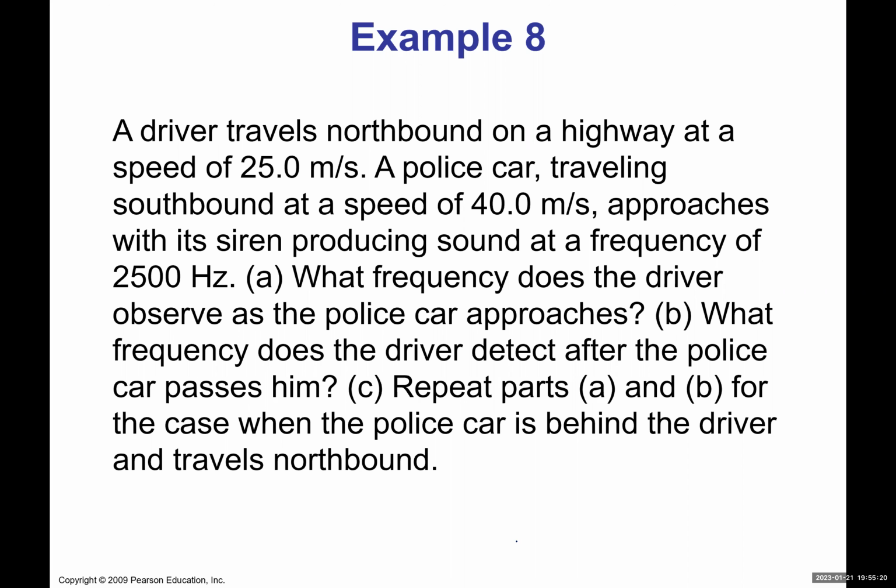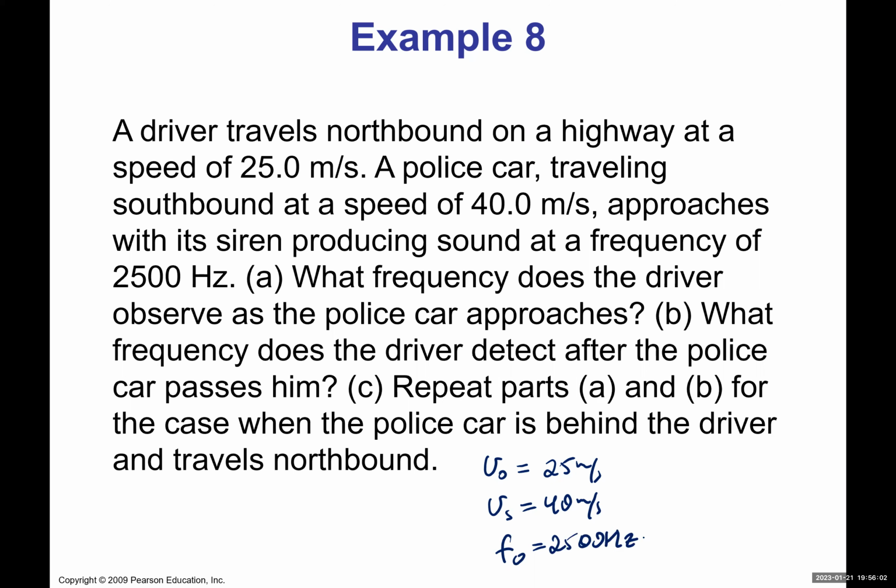And we can say then the original frequency, the siren producing sound at the frequency of 2500 hertz, that's the actual frequency of, let's say, the police car. That means 2500 hertz is our original f. So from here, we can just write down the information. Velocity of the observer, right now I'm just writing down the speed, is given as 25 meters per second. Velocity of the source is given as 40 meters per second. And original frequency as 2500 hertz.